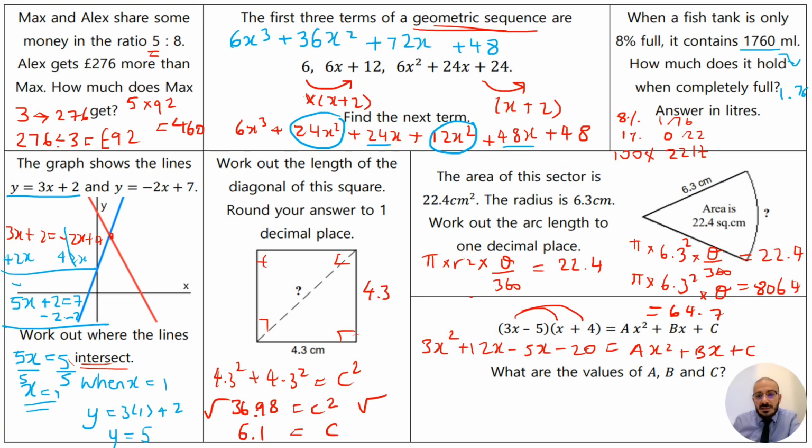So 3x squared, let's collect the like terms. 12x minus 5x is going to give you 7x. So I've got 3x squared plus 7x minus 20 is equal to ax squared plus bx plus c. So a is 3, b is 7, and c is going to be negative 20 for this question.